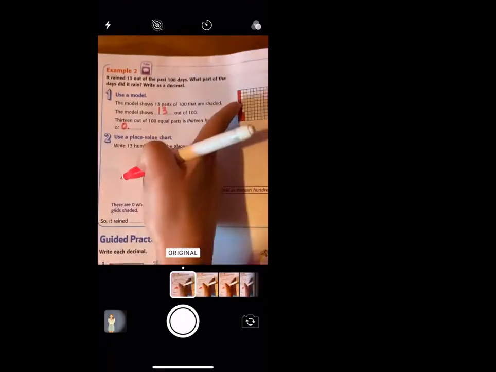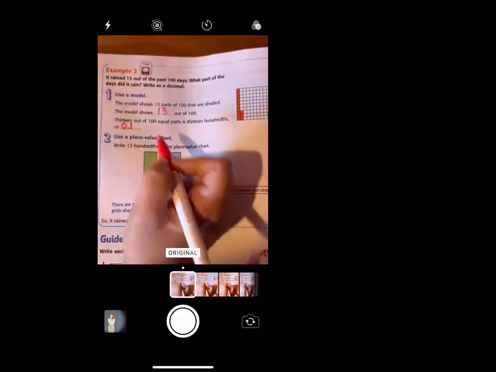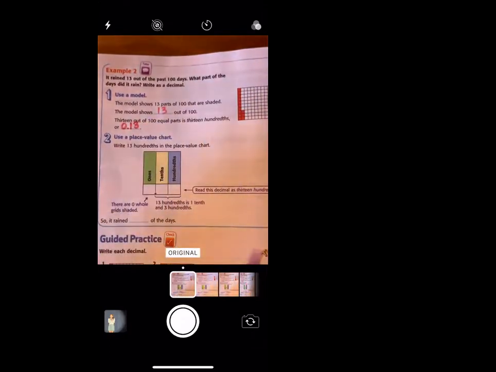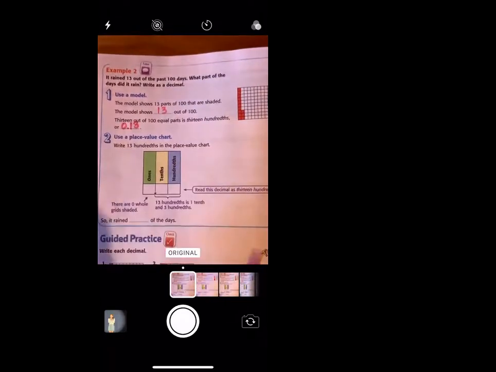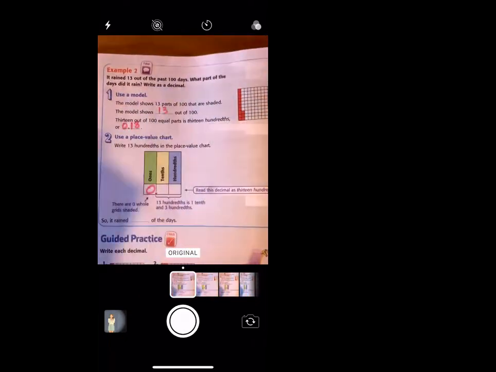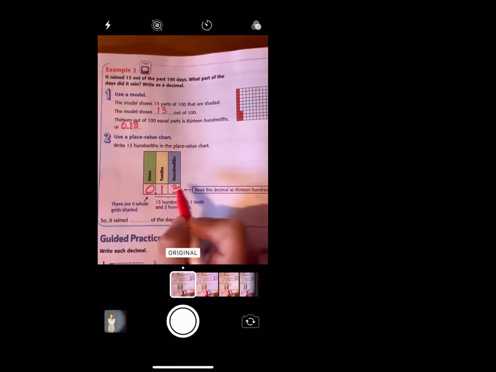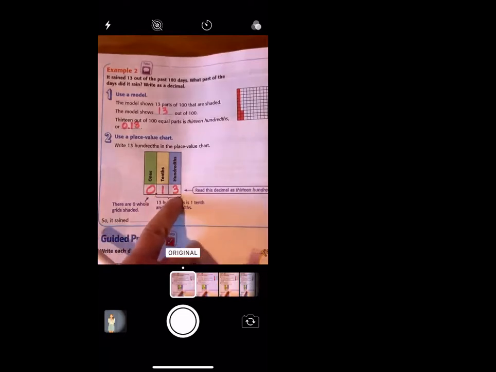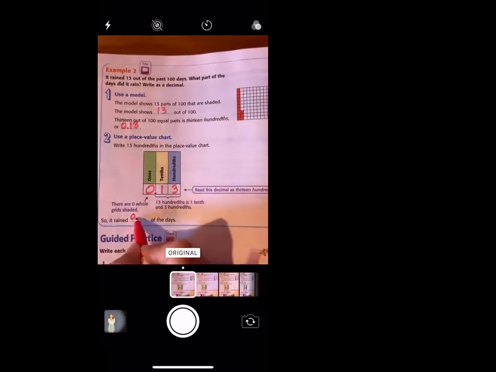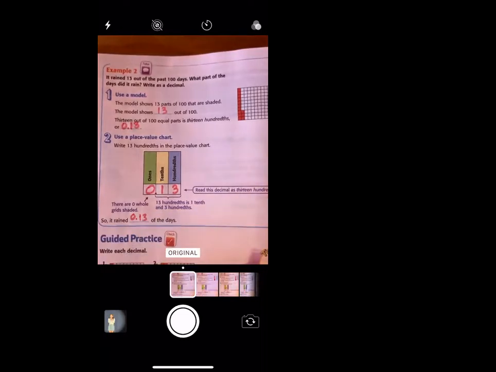There's 1 tenth and 3 hundredths, okay? In a place value chart, it looks like this. Write 13 hundredths in the place value chart. So we have 0 full grids shaded. We have 1 column shaded, so that's 1 tenth. And there are 3 hundredths shaded. So it's 0 and 13 hundredths. So it rained 13 hundredths of the days.